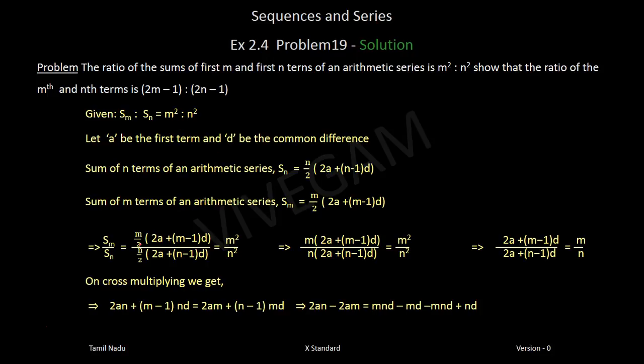Now simplify this. 2 and 2 will get cancelled. You will get m by n into this whole lot is m square by n square. And this m will go here m times. This n will go n times. So this part will be equal to m by n. Right? Now you cross multiply. So you will get 2an and m minus 1 into nd. Similarly here you will get 2am and this will be n minus 1 into md, right?